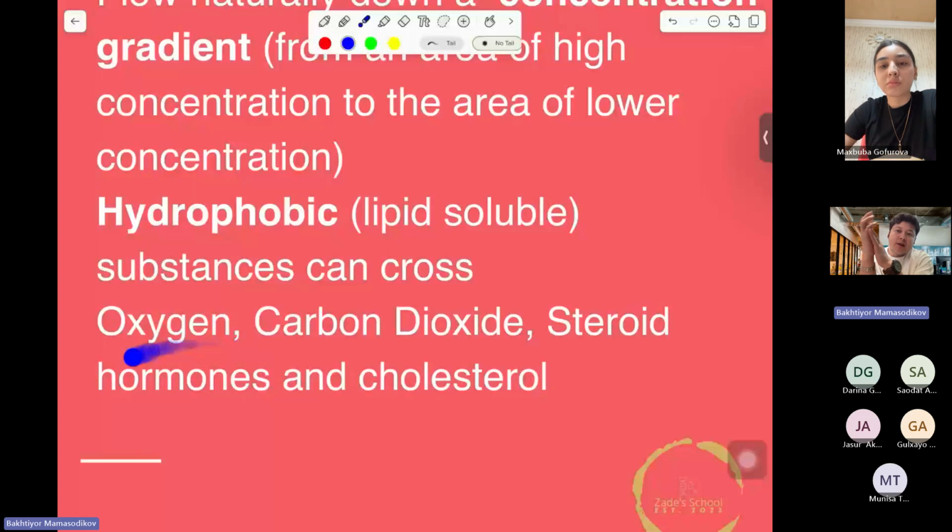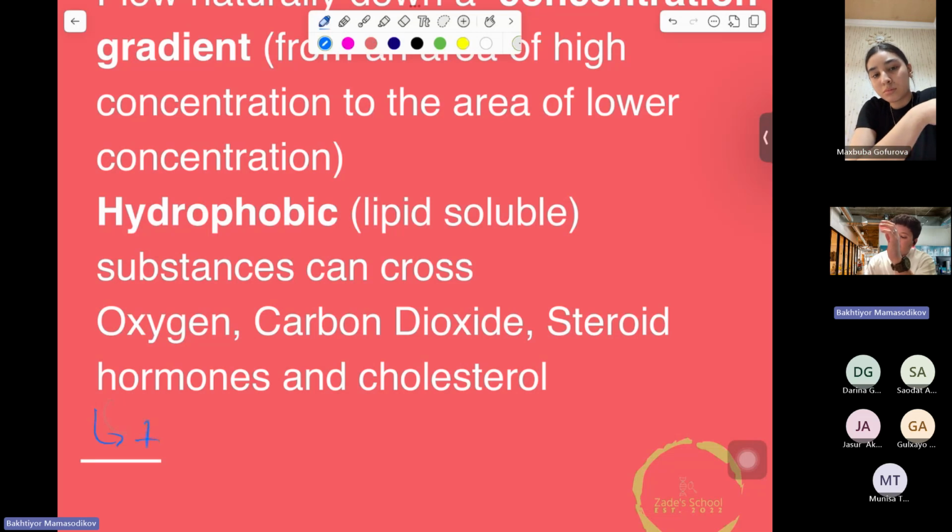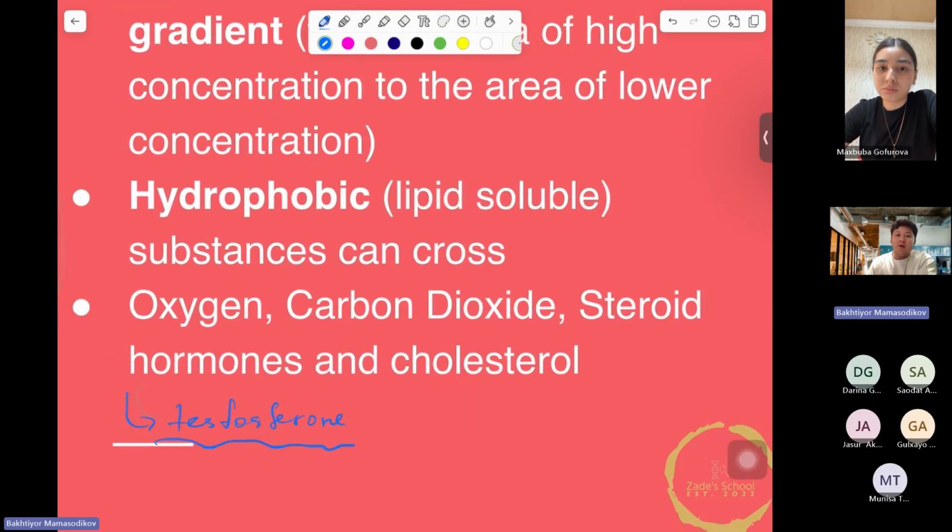So, secondary characteristics. I can give an example of a steroid hormone. The first steroid hormone is testosterone. This is the anabolic steroid. It is a lipid-based hormone. It contains lipid. That means are they hydrophilic or hydrophobic? If it's a lipid-based hormone, are they hydrophilic or hydrophobic? Hydrophobic. Of course, they are hydrophobic.